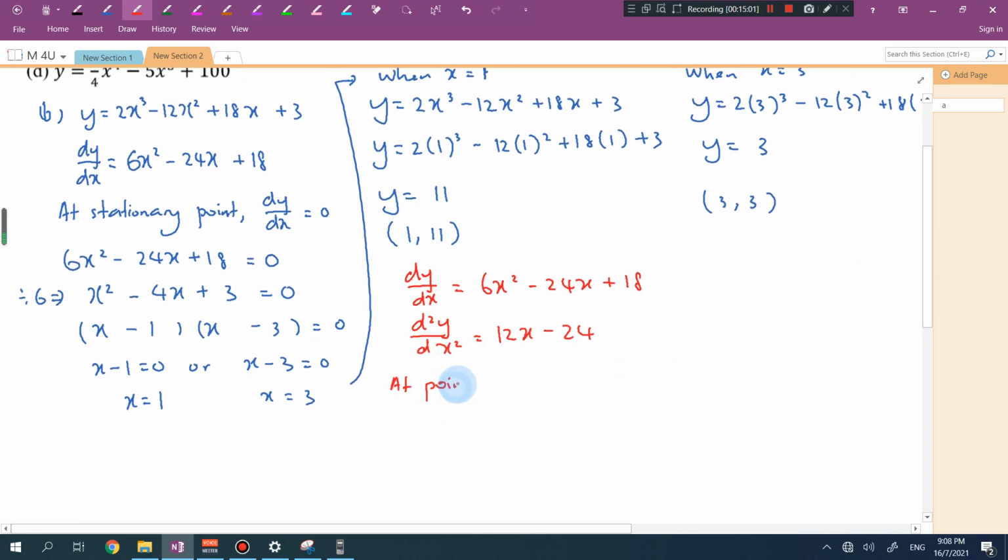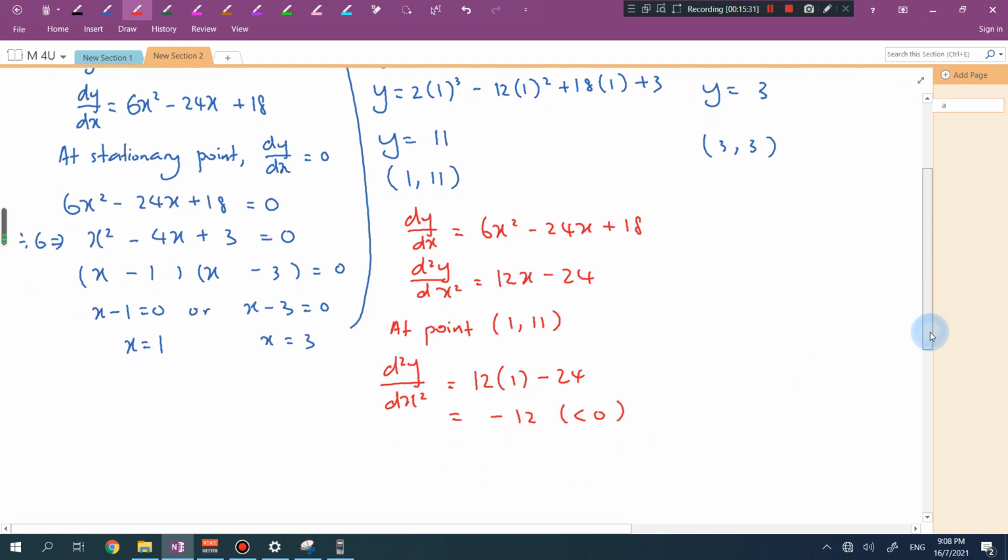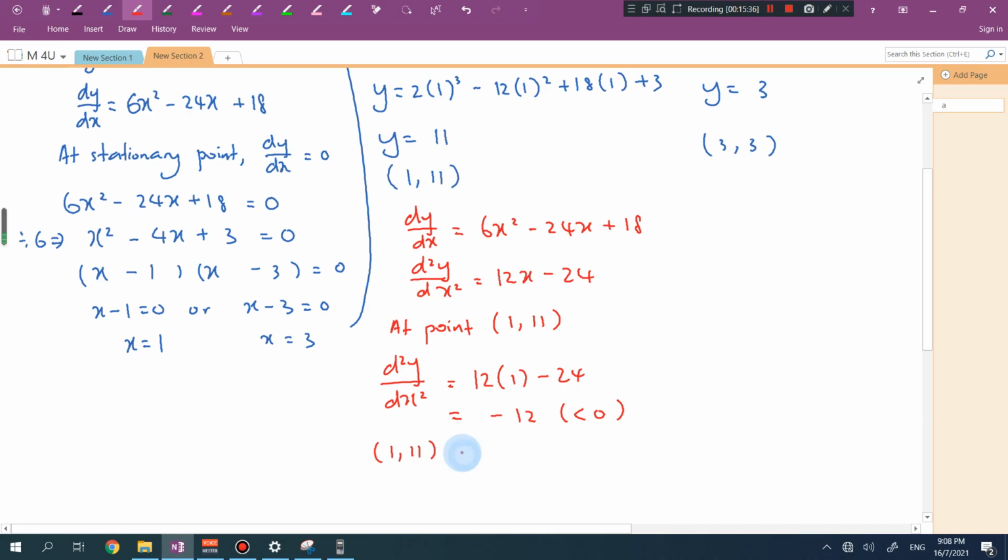Now I test this point first, then only I test the other point. At point (1, 11), what we need to do is just substitute the value of the x coordinate into the second derivative. 12 times 1 minus 24. Here you will get negative 12, right? Less than 0. Less than 0 means that it's a maximum point. (1, 11) is a maximum point.